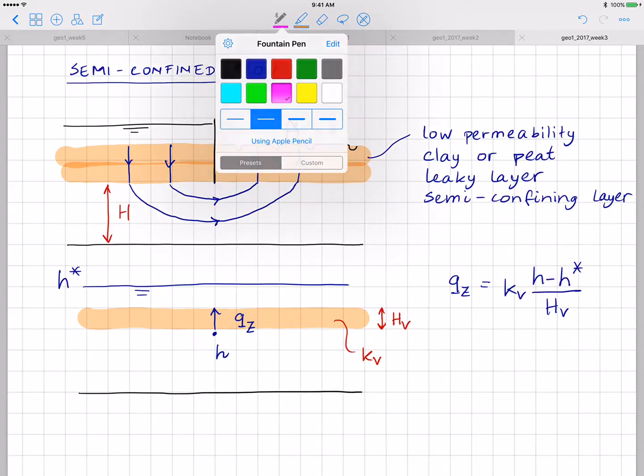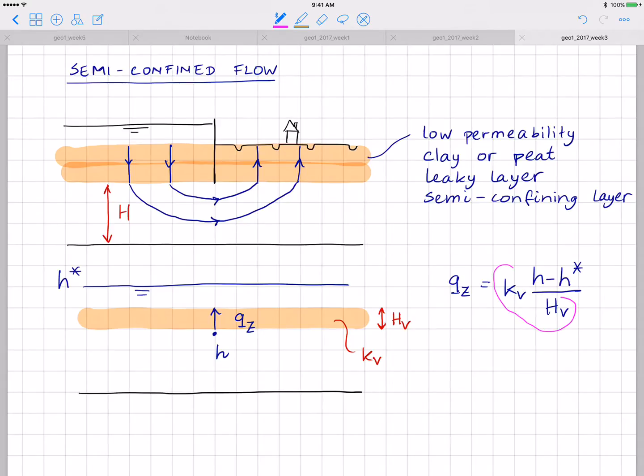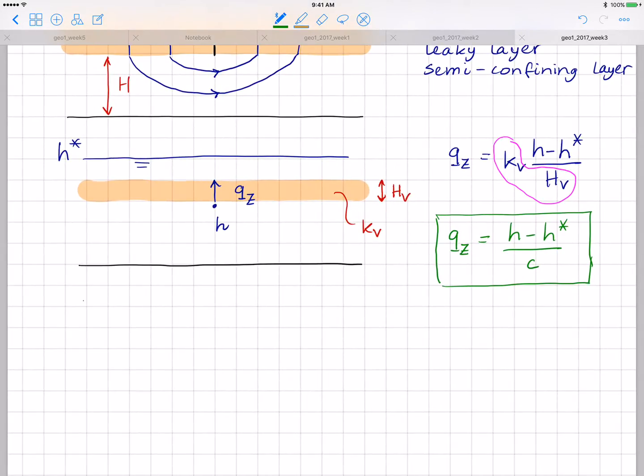Now what is often done is that the KV term and the HV term are combined into a value called C, the resistance, such that the flux, or the specific discharge, through the leaky layer can be written as H minus H star divided by C. Where, like I said, C is called the resistance of the leaky layer.